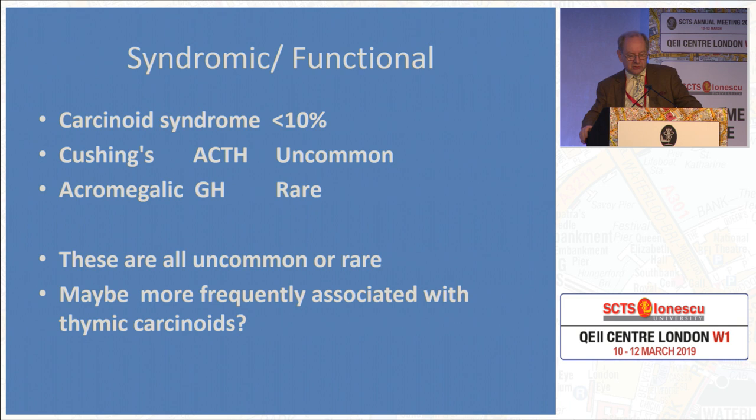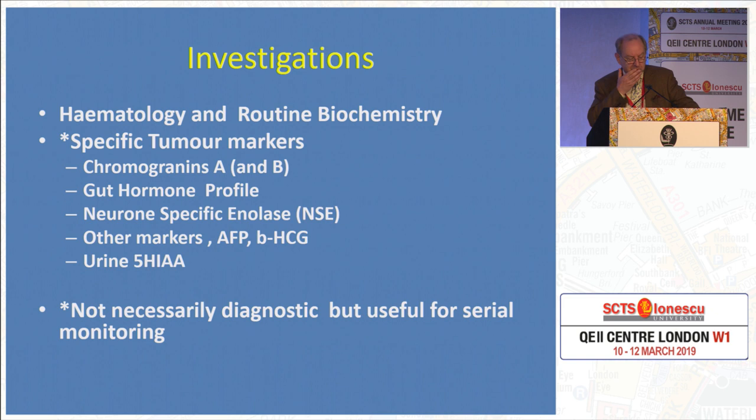So carcinoid syndrome is very uncommon. Cushing's is probably even less common. I think we've had about five in the last, we get about one a year, I think. I've never seen an acromegalic presentation. And it may be that some of these other syndromic ones may be more associated with thymic carcinoids, which is another topic.